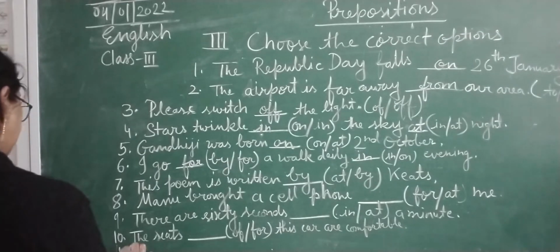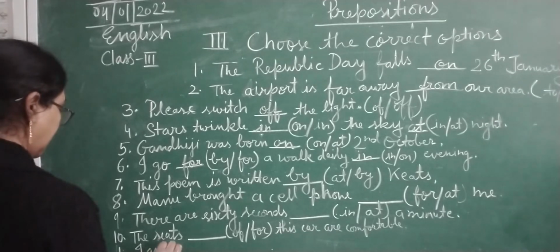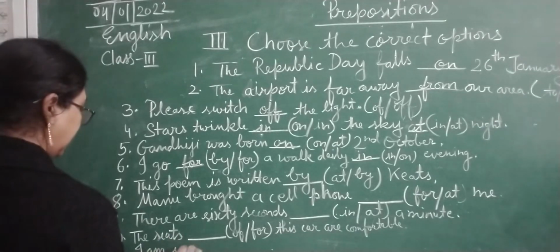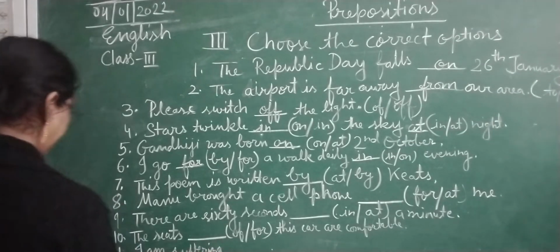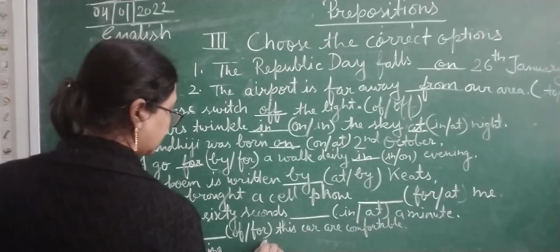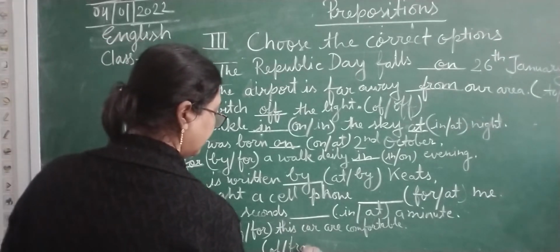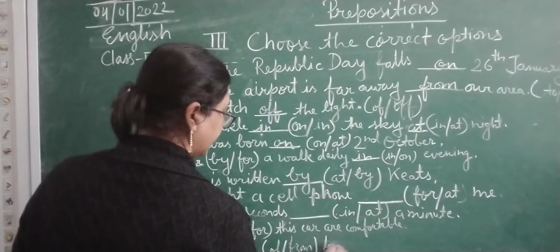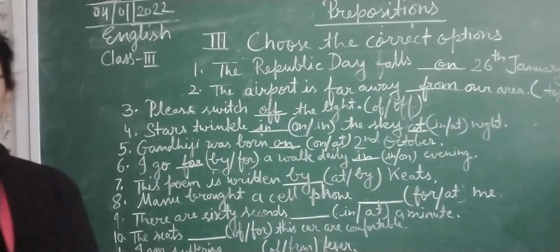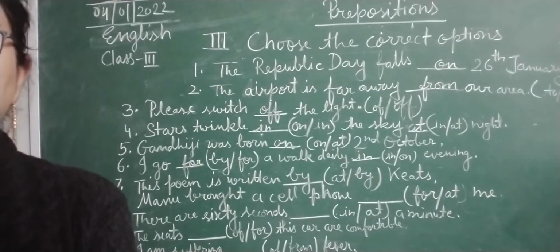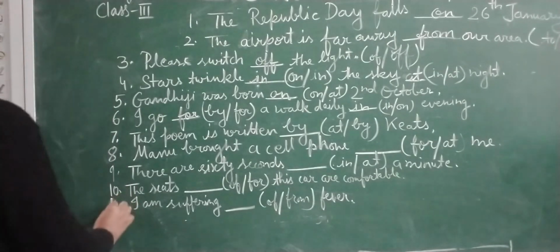Okay, now 11 number. I am suffering of or from fever. Okay, so children, complete this. Okay children, now this is 11 number.